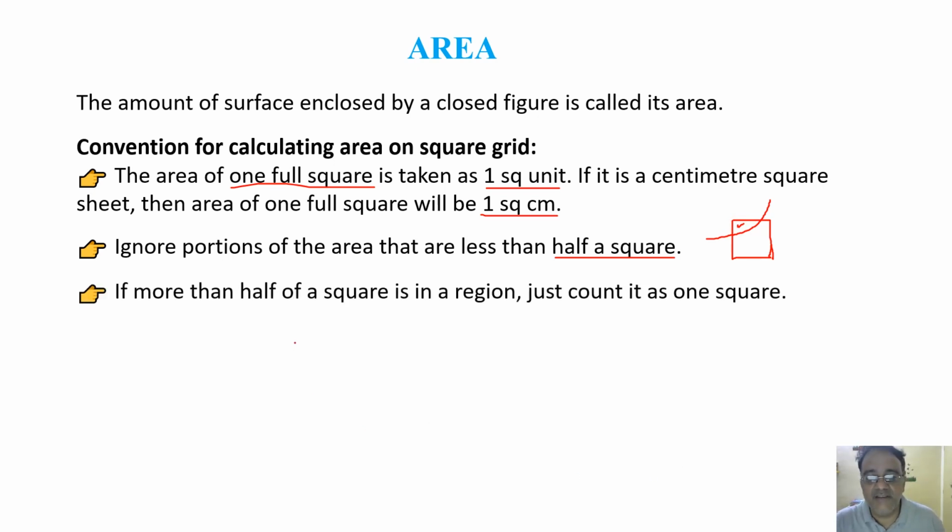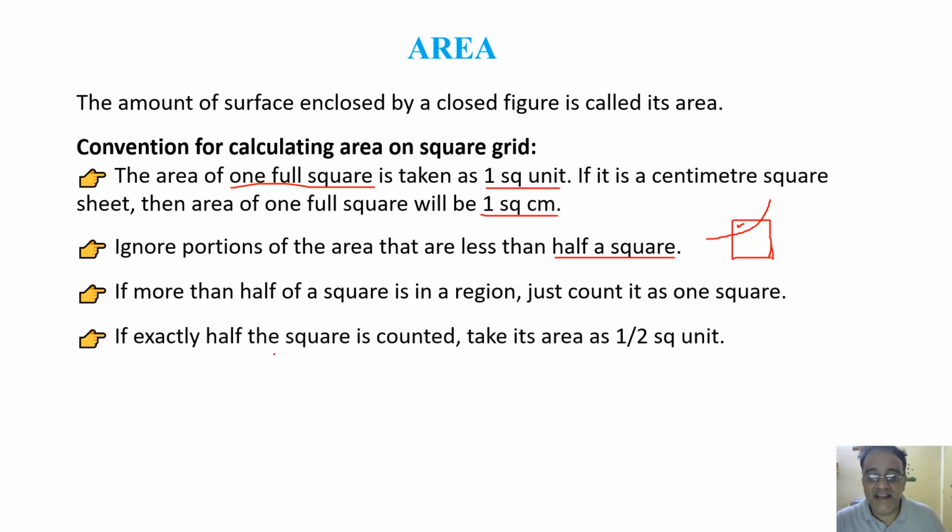If more than half of a square is in a region, just count it as one square. ठीक है, अगर हाफ से ज्यादा है उसको हम लोग को एक काउंट करना है, तो 1 square unit, 1 square centimeter. If exactly half the square is counted, then its area is half square units. So these are some rules for calculating area on square grid. So we are going to do one example based on this convention.